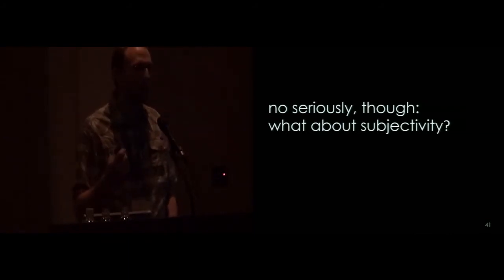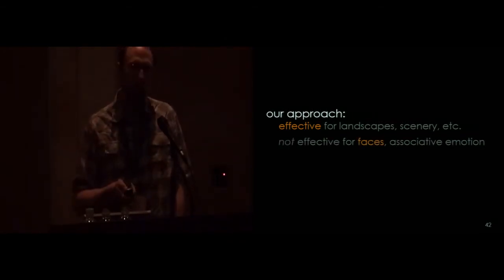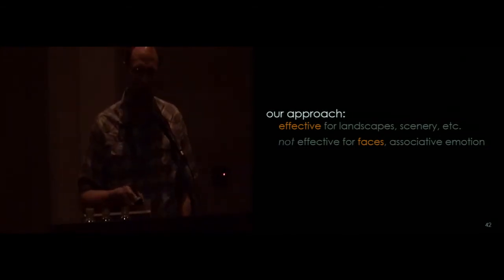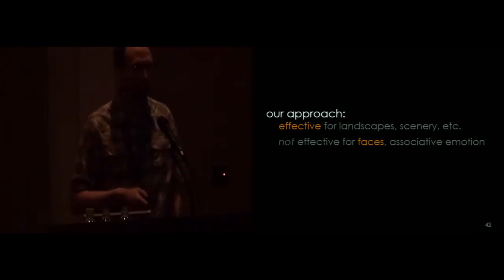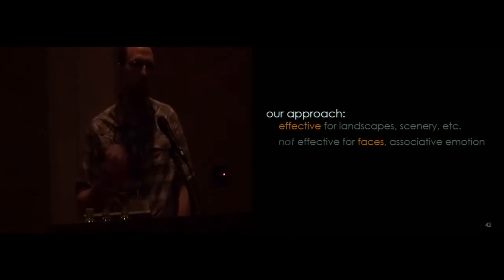But you might still be thinking, seriously though, what about subjectivity? People think different things when they look at images, so how could this possibly work? Well, I think what we've shown here is that our algorithm is effective for things like landscapes and scenery, but there are other types of images that it's not very good at judging, and that's things like faces, and things that have some sort of association for a person.